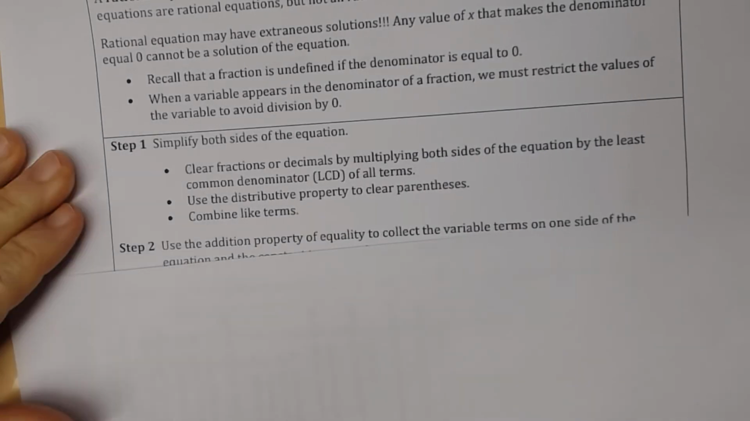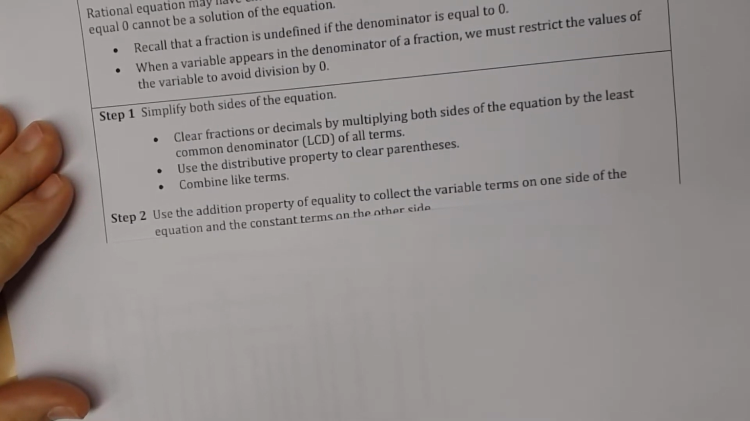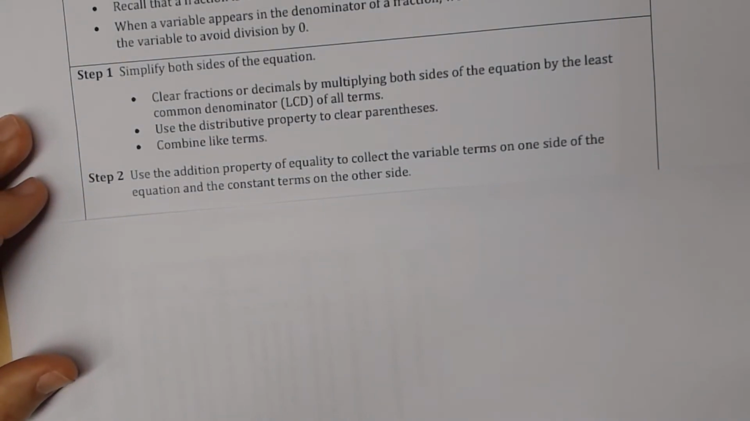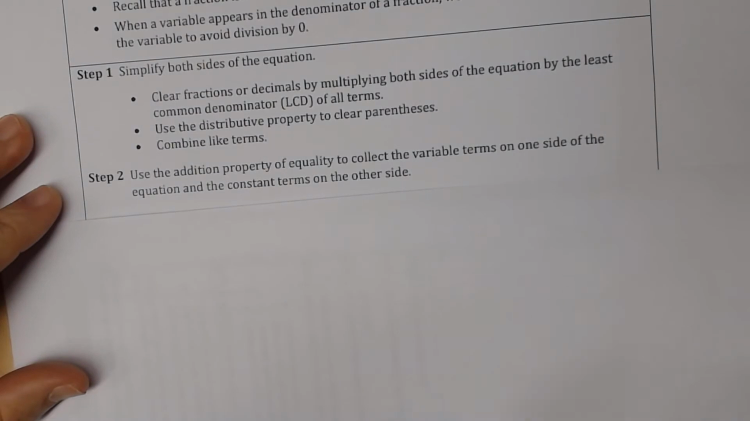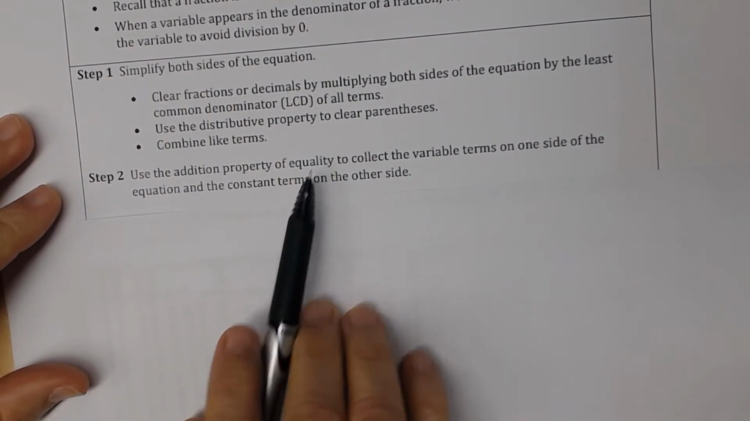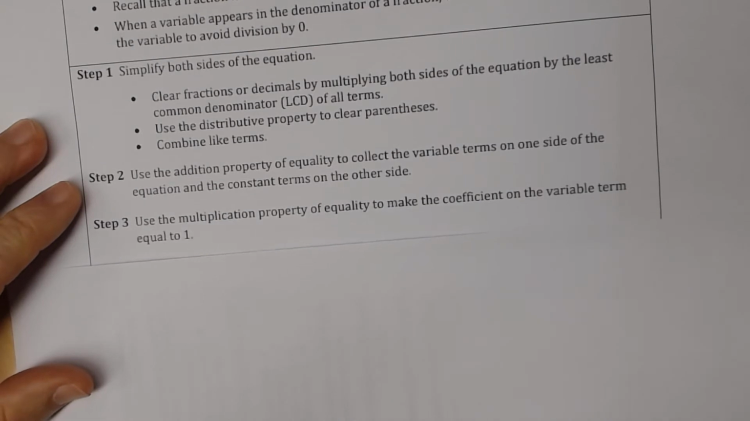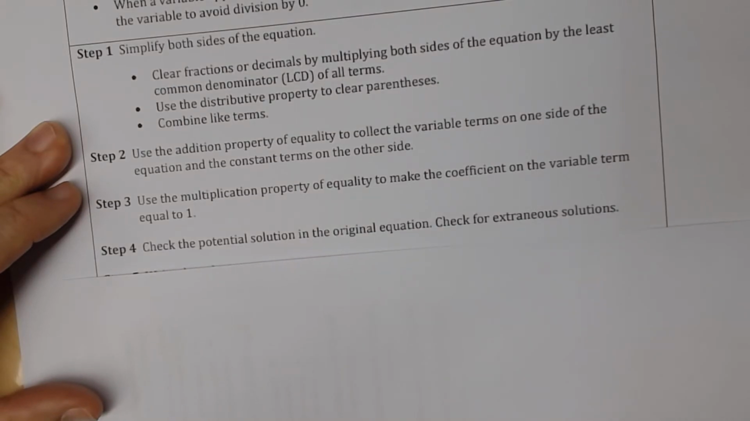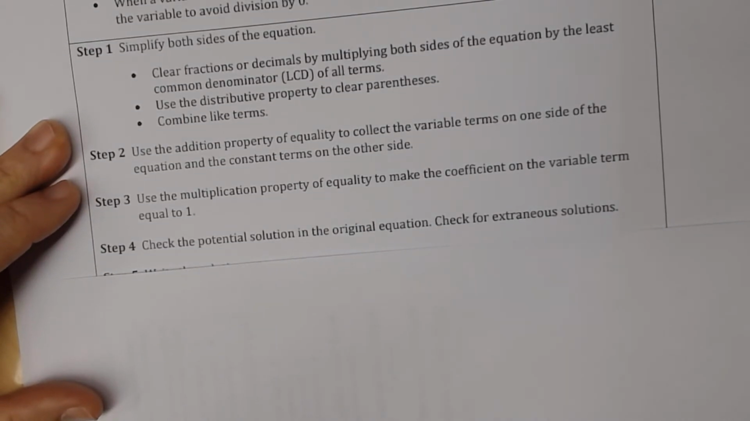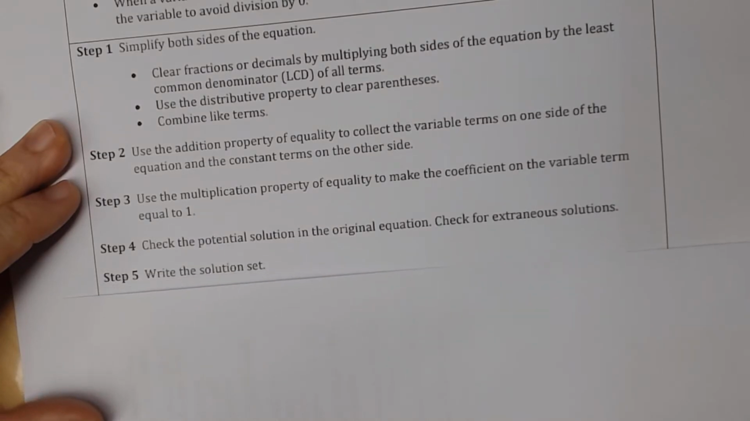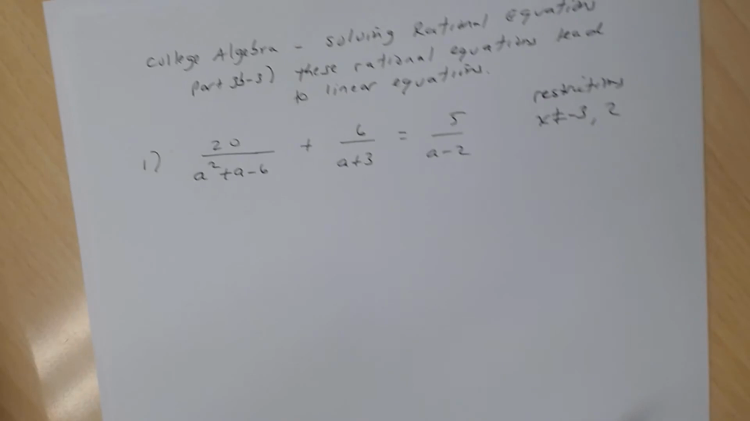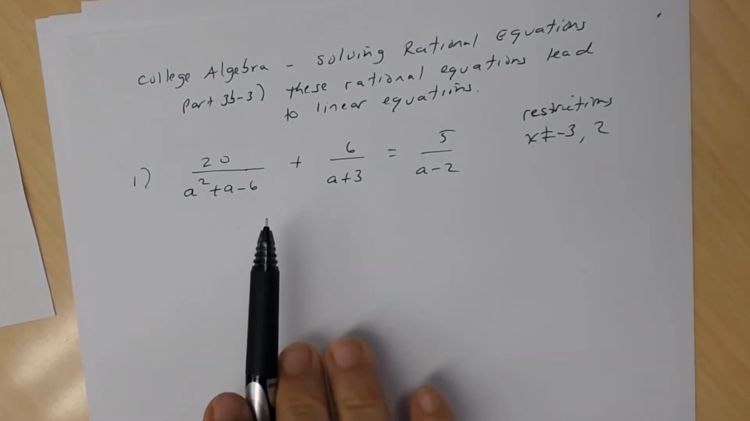So that's step 1. Step 2, remember we said a while ago that these are going to lead to linear equations. So step 2 is to use the addition property of equality to collect the variable terms on one side and the constants on the other. Step 3 is to get the variable by itself. That's where you can use the multiplication property of equality. Step 4 is where you check for extraneous solutions. And step 5 is to write the solution set. All right, so those are your steps. Let's look at this example here. Number 1. So I have this equation.